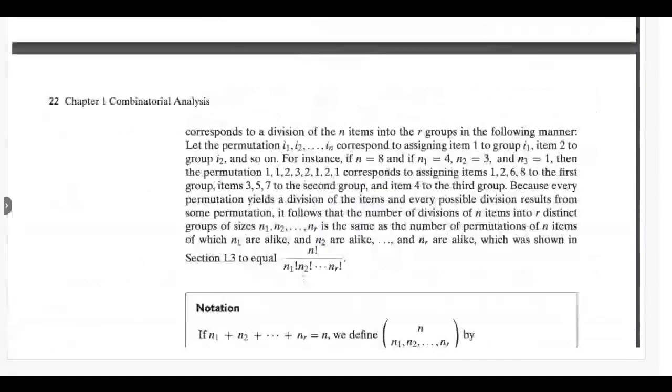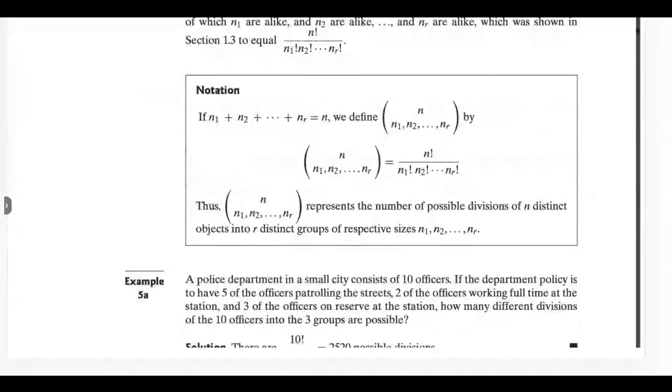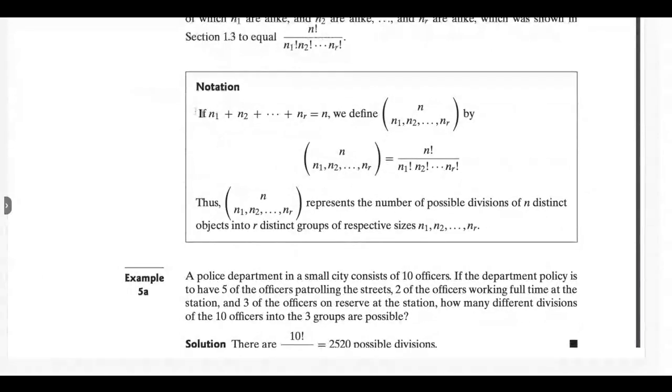Let's see an example. Okay, so this is a formula. If n1 plus n2 up to nr equals n, we use this notation: an n on the top, then n1 comma, n2 comma, up to nr. This represents n factorial divided by the number in each group factorial.